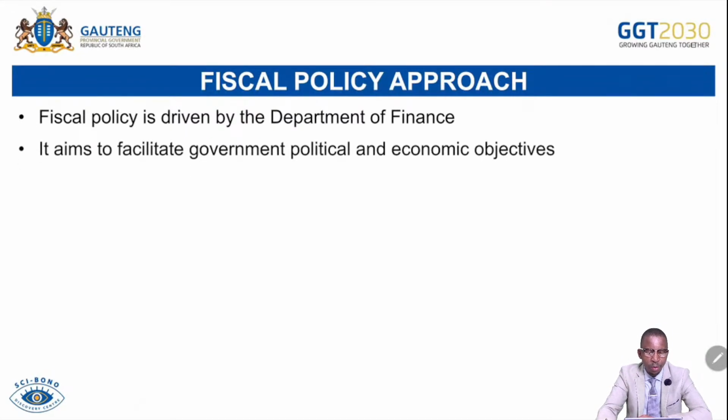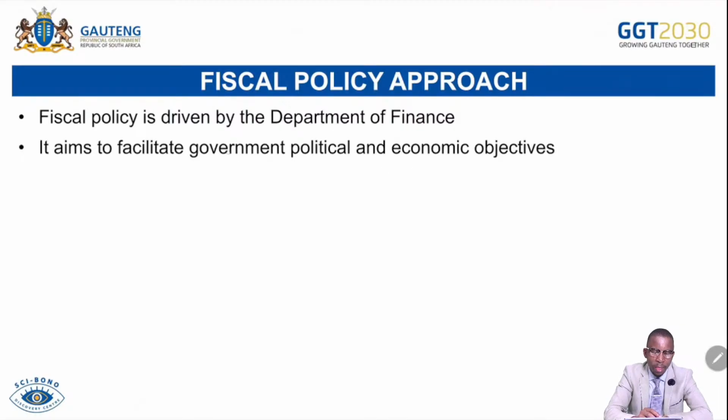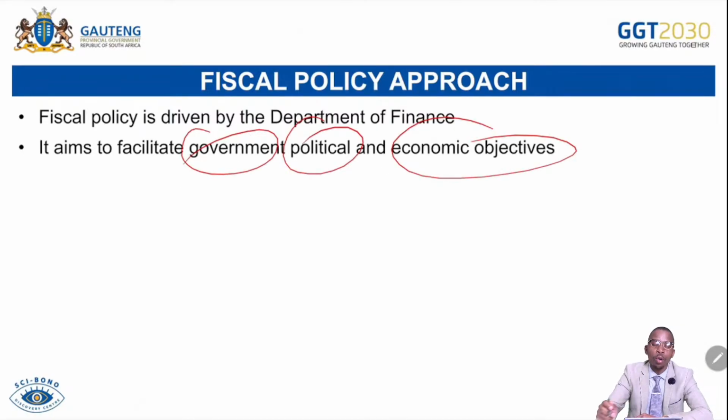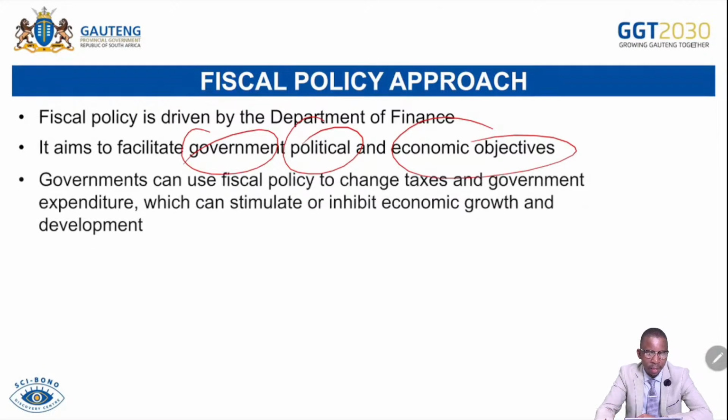It aims to facilitate government political and economic objectives. So it facilitates government objectives, political objectives, as well as economic objectives. That's the fiscal policy. Government can use fiscal policy to change taxes and government spending, which can stimulate or inhibit economic growth and development. If the government intervenes by increasing government spending, that means there will be more money available in the economy that can lead to more economic growth and development.